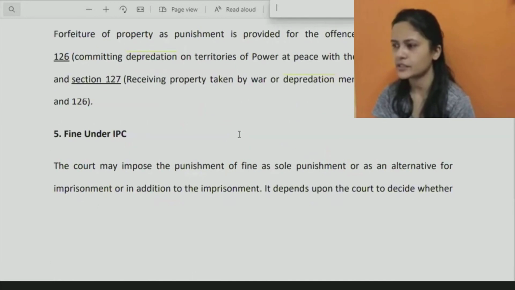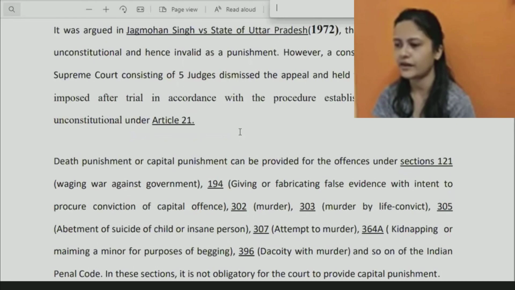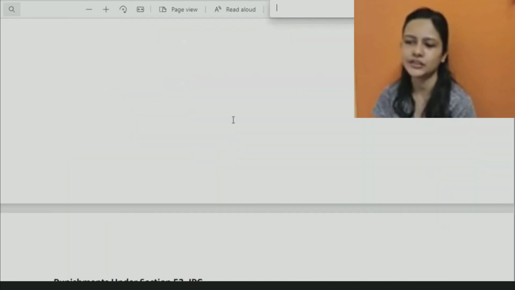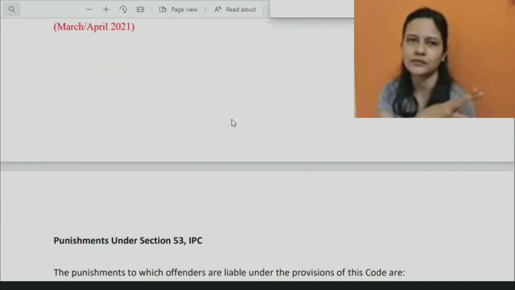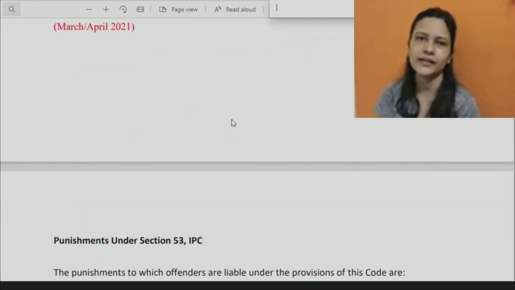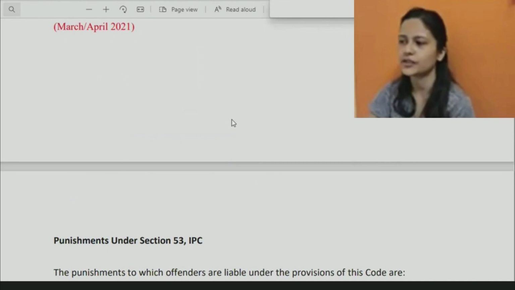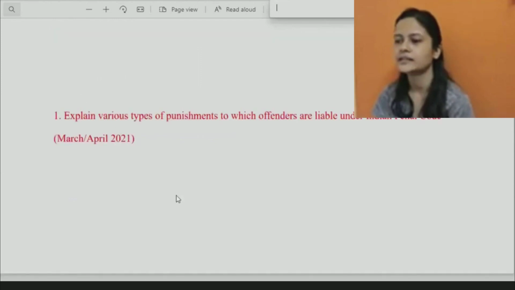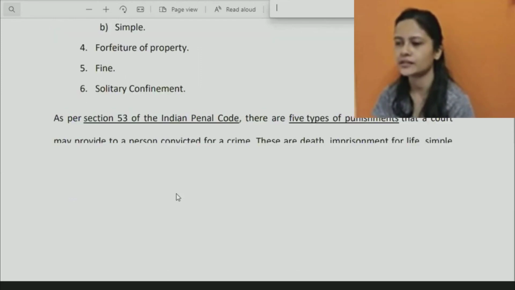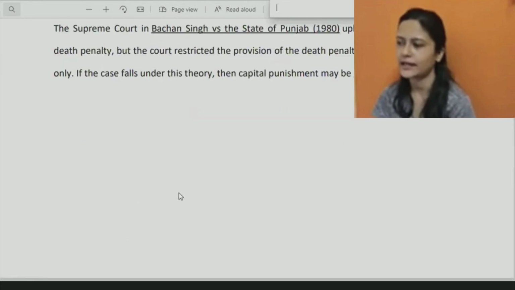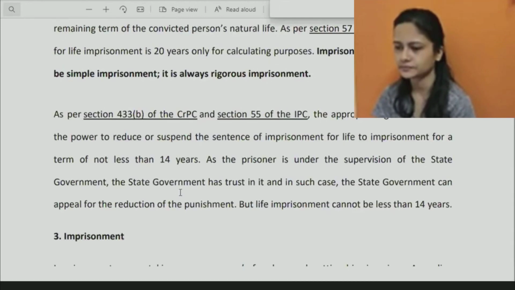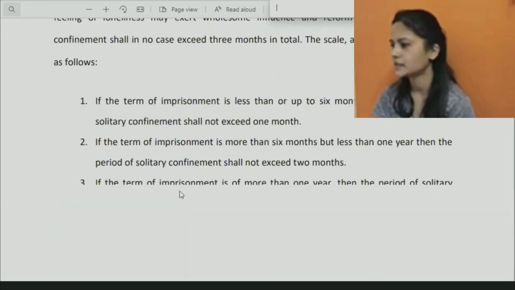So these are the 6 different types of punishments that we have, and with an intro and conclusion, you can end your answer. It's usually better that you start with some intro and then end your question with some conclusion. Okay, so that part you can add. And this is how you can write on this punishments. Okay. All right.